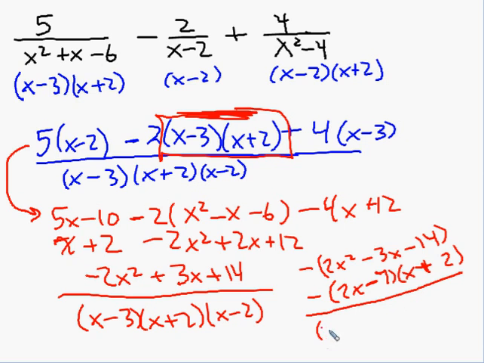So, what does this mean? Well, it means that something cancels. That should be a 2. X minus 2. It means these cancel.